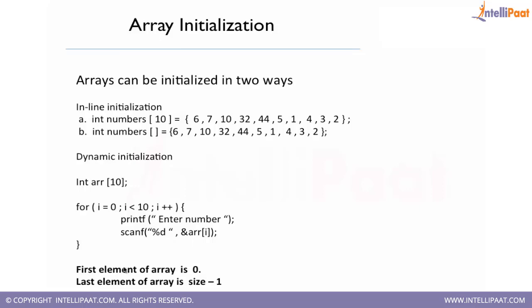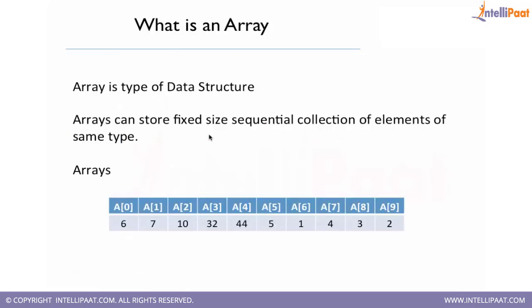One thing to point out, which is very important when we are learning the concept of arrays, is that indexing of an array starts with 0, and the last element of the array will be at size minus 1. Here size is the total number of elements in the array. So in this example, the first element is at the 0th position, and the last element, which is the 10th element, is at the 9th position, which is 10 minus 1.